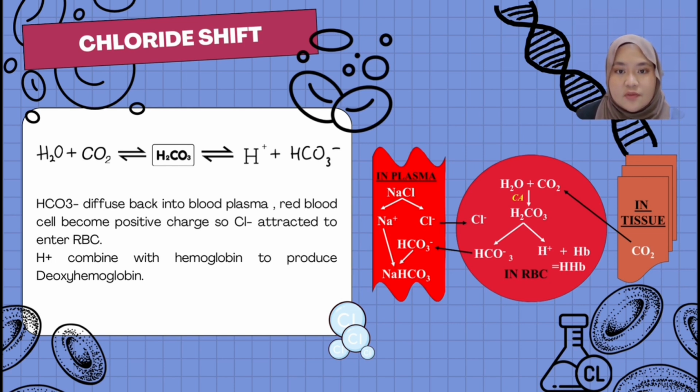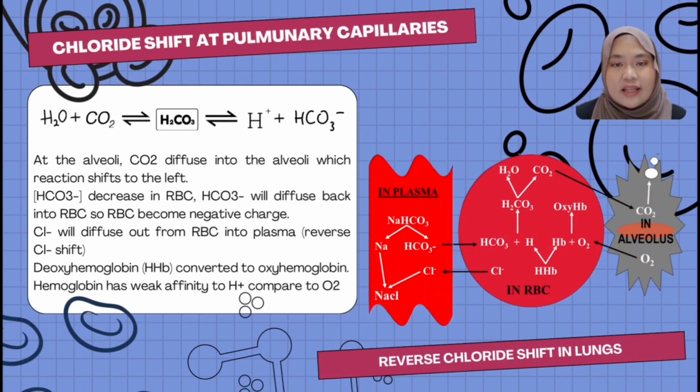Bicarbonate ion diffuses back into blood plasma. The red blood cell becomes positively charged. Chloride shift can also occur reversibly at the lung, where it will produce carbon dioxide.